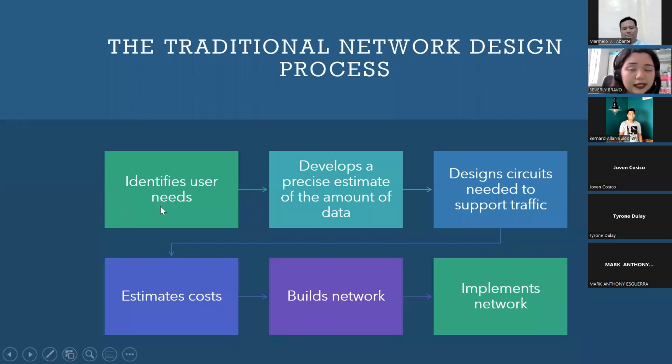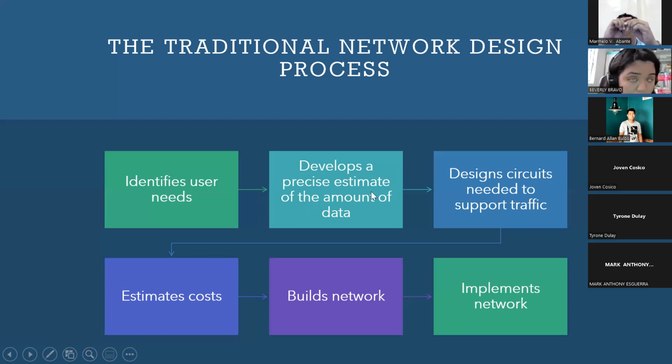Okay, so next up is to briefly discuss the traditional network design versus the new approach that I will be covering today. So first off, let's have the traditional network design. How do network managers design a network for a specific client or company? Of course, you can still remember our process in SDLC, right? The systems or application development. So first off, we identify user needs. This is where we talk to our clients or our stakeholders. What do you need? What do you want us to do?